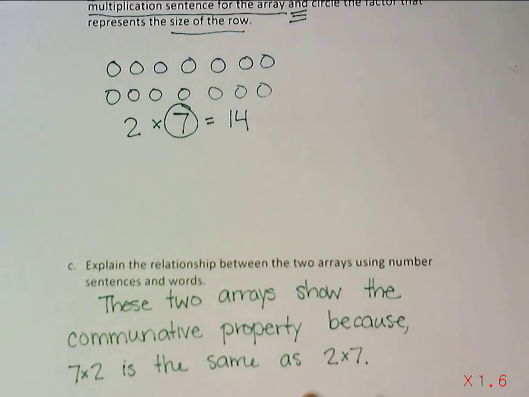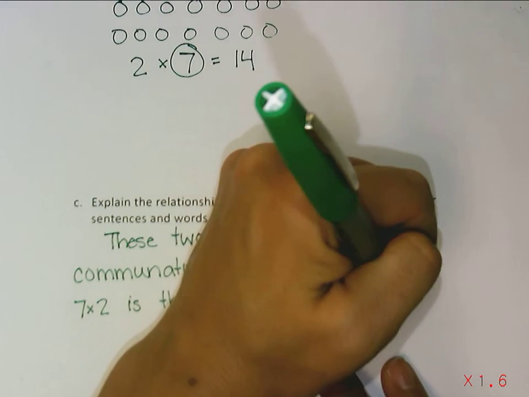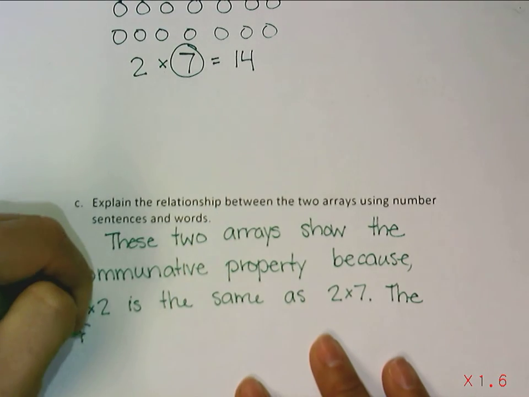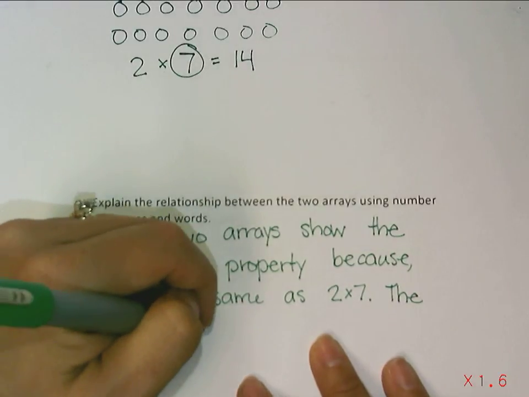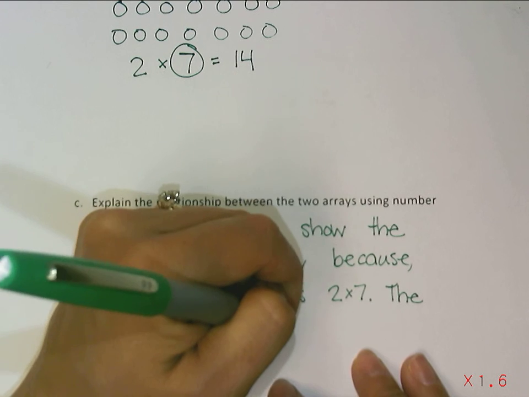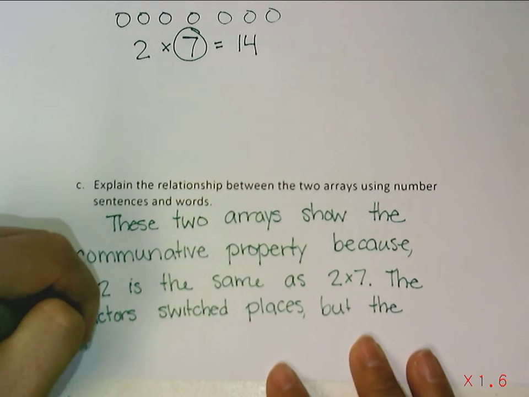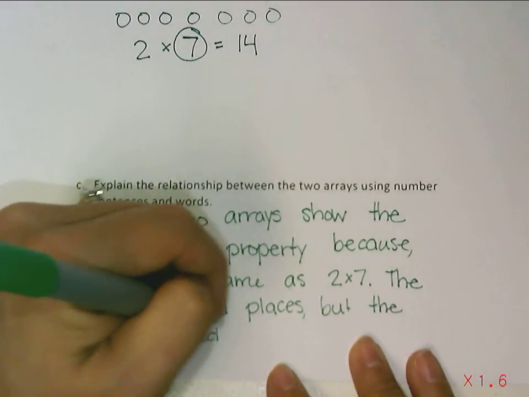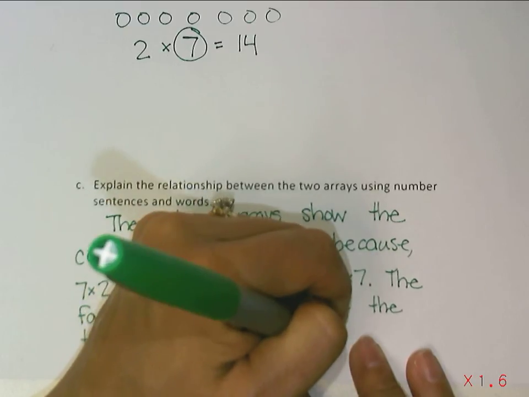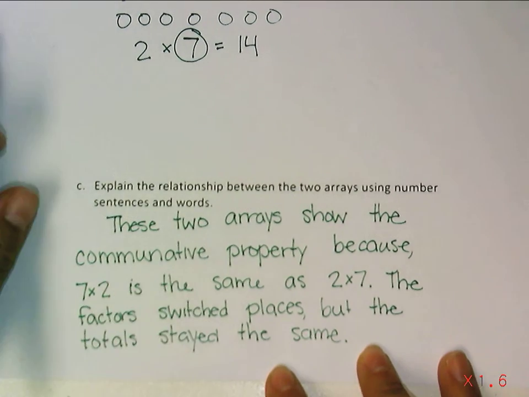That's one part. We also need to make a note that the factors switched places, but the totals stayed the same. So you can see I wrote 2 complete sentences explaining why these two arrays are similar.